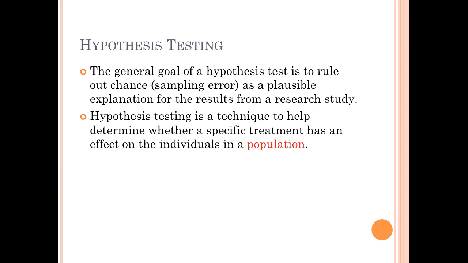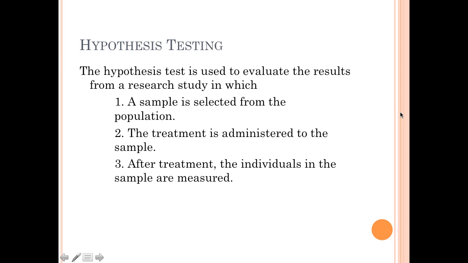So chapter 8, hypothesis testing. The general goal of a hypothesis test is to rule out chance or sampling error as a plausible explanation for the results from a research study. Hypothesis testing is a technique to help determine whether a specific treatment has an effect on an individual in the population. And it doesn't necessarily need to be a treatment. Just keep that in mind. It could be something other than an actual treatment.